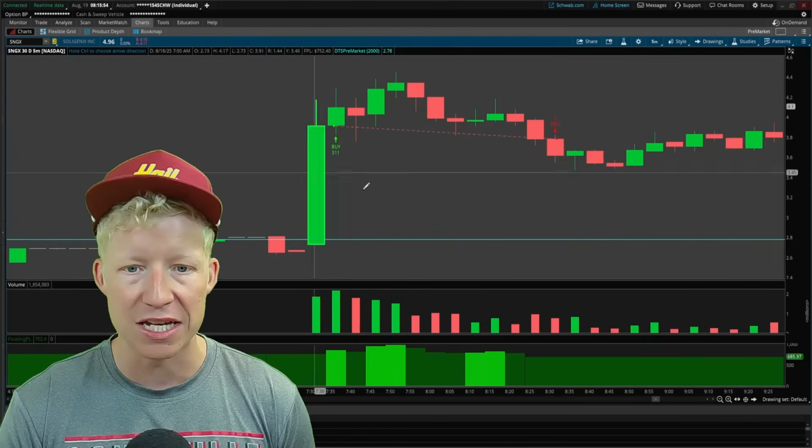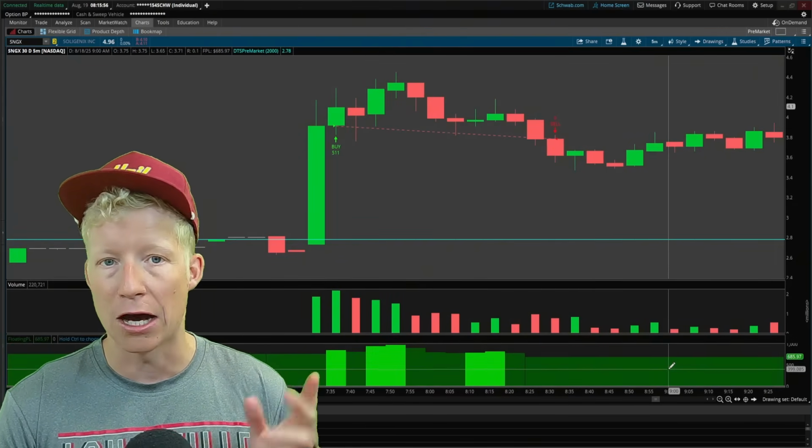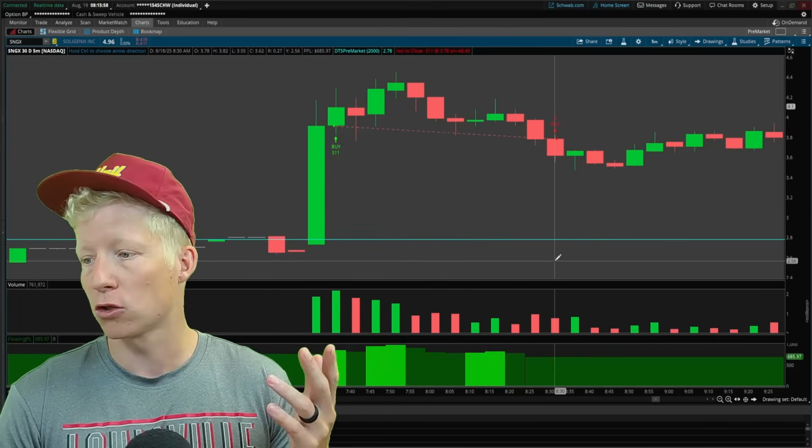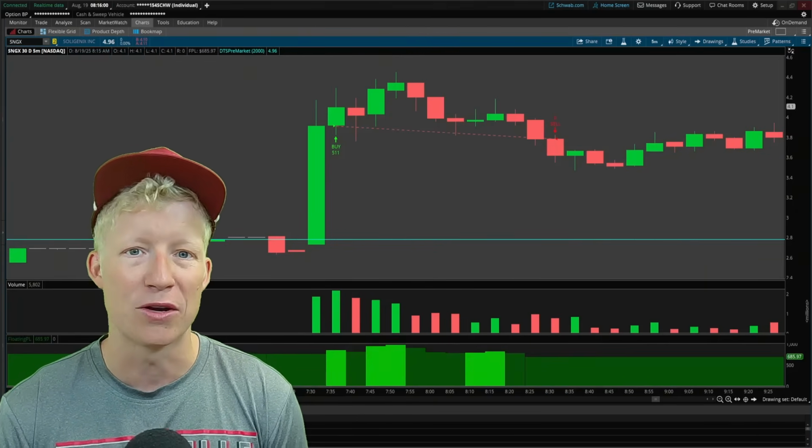Actually, you can see here on this ticker that the floating P&L over the last 30 days is still green, even with this red trade within it, right?